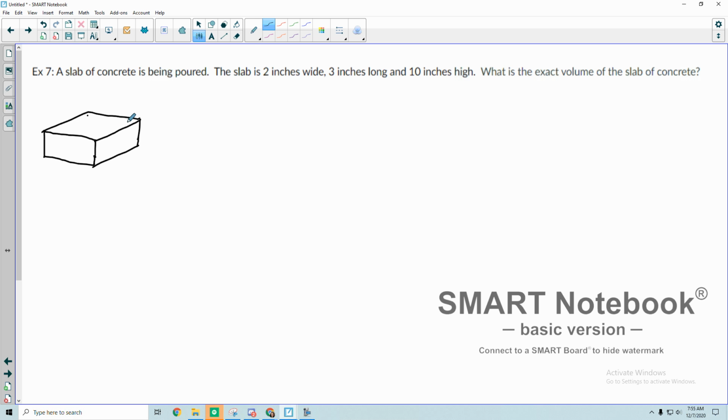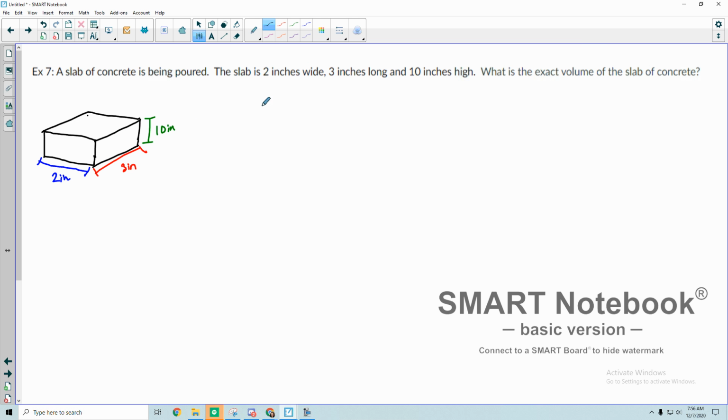And it's being poured. So the slab is 2 inches wide, okay? So it doesn't matter if you put it on this side or this side, so we could just say 2 inches wide, 3 inches long, and 10 inches high. And this picture is definitely not to scale because it's a lot taller, so this should be drawn a lot taller than this, but that's okay. It serves the purpose. So that's the width, the length, and the height. What is the volume? Okay.